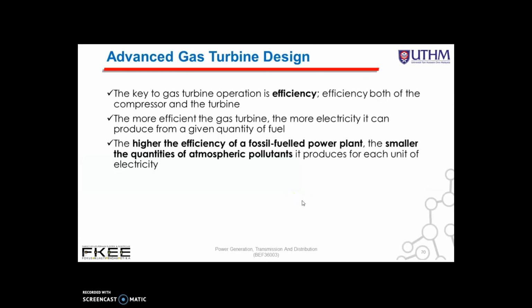The key to gas turbine operation is the efficiency. Efficiency is very important, both of the compressor and also the turbine. The more efficient the gas turbine, the more electricity can be produced from a given quantity of fuel. The higher the efficiency of a fossil fuel power plant, the smaller the quantities of atmospheric pollutants it produces for each unit of electricity. So it is very important how the gas turbine is designed in order to keep the efficiency high.